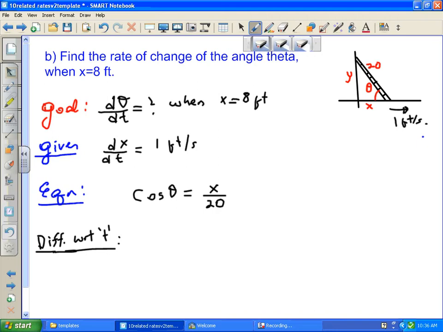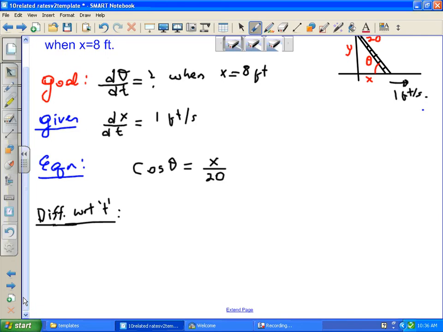Differentiate with respect to t. Okay, derivative of cosine theta with respect to t. Let's think about it. Remember, theta changes with time, right? Theta is a function of time. So what is the derivative of cosine of theta with respect to t? Good start. Negative sine theta times d theta dt.